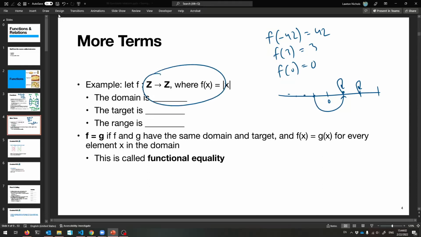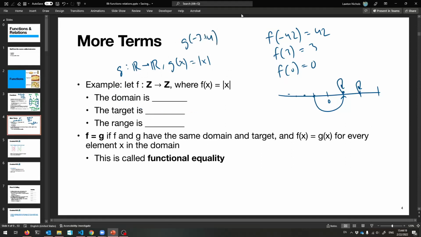And remember that you can have different functions. Let's make g go from R to R. Right? Where g of x is also defined to be the absolute value of x. This is a different function from f, right? Because the domain and target are different. G is allowed to map things like negative 3.14, right? To positive 3.14. F can't do that because it's only working on integers. Does that make sense? It's a different function. F does not know how to take decimal places anywhere. Does not know how to take real numbers that are not integers anywhere. Okay? So back to f.